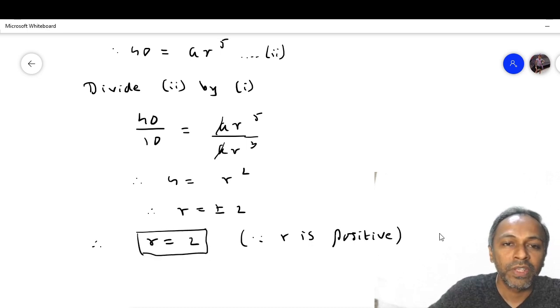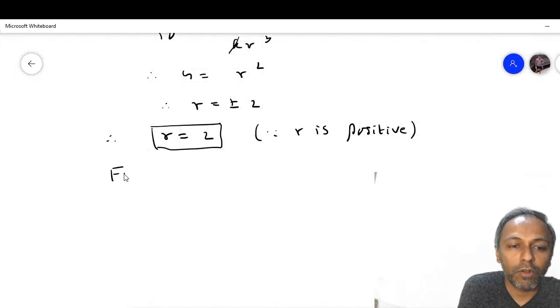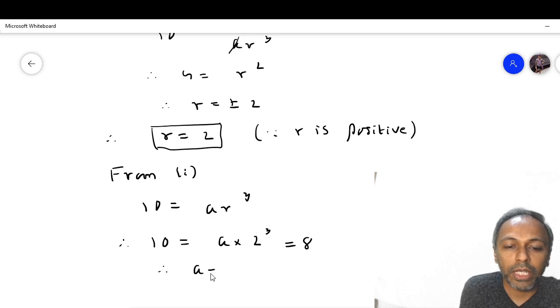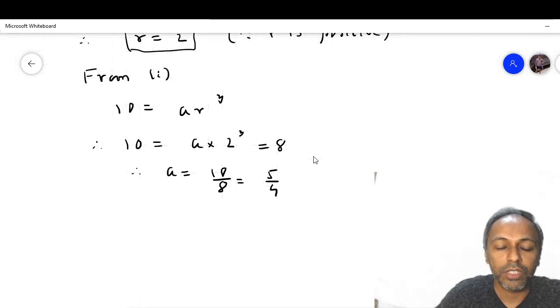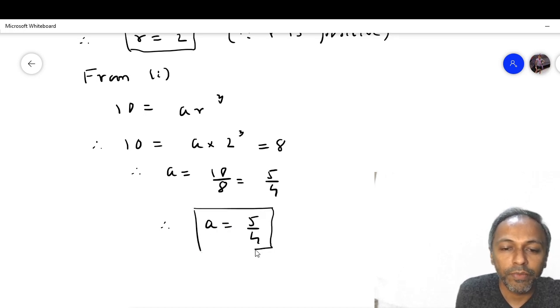Let us now again consider from 1, what was the step? 10 is equal to AR raised to 3. Therefore 10 is equal to A into 2 cube, which is 8. Therefore A is equal to 10 upon 8, which is equal to 5 upon 4. So that gives you the first term. Therefore A is equal to 5 upon 4. Let's make a box over it.